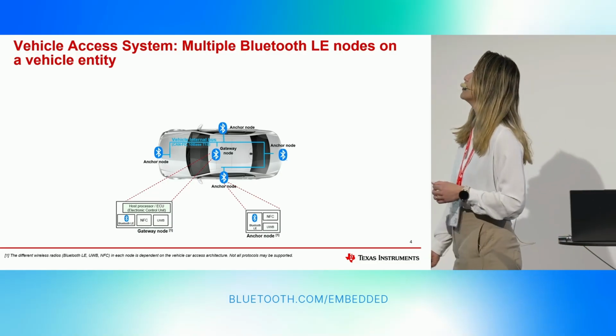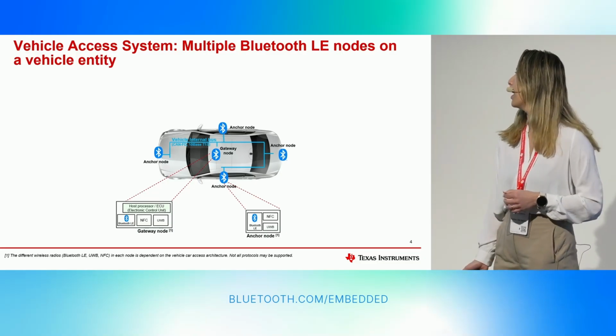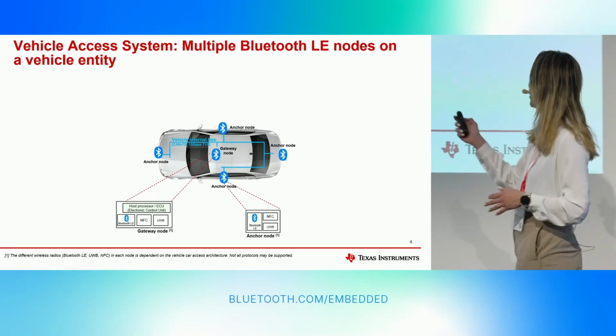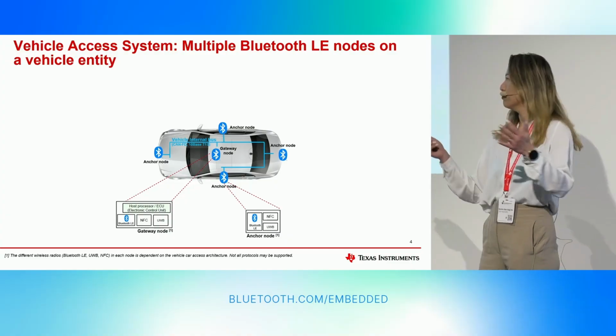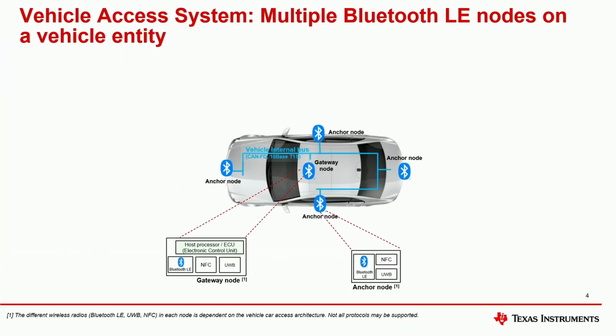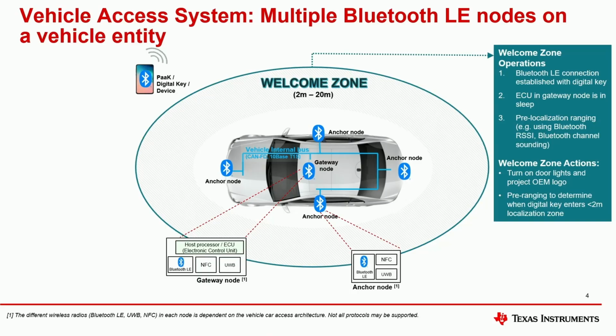So first, this is a typical vehicle access system. You have anchor nodes and gateway nodes. On the gateway nodes, you will probably have a more powerful processor to decide whether you're allowed to start the engine, unlock the car, or turn on the headlights, stuff like that. Then you also have anchor nodes that usually just have Bluetooth Low Energy together with an ultra wideband device.